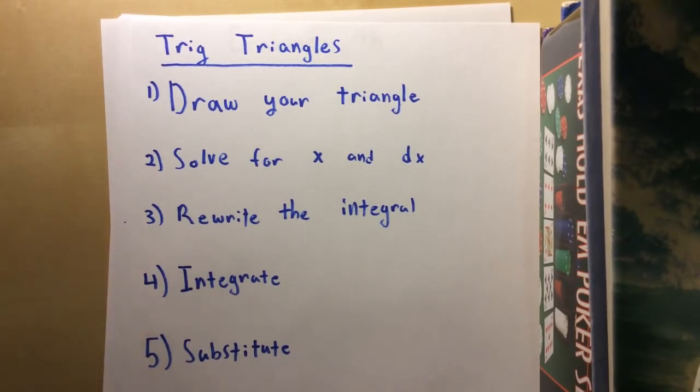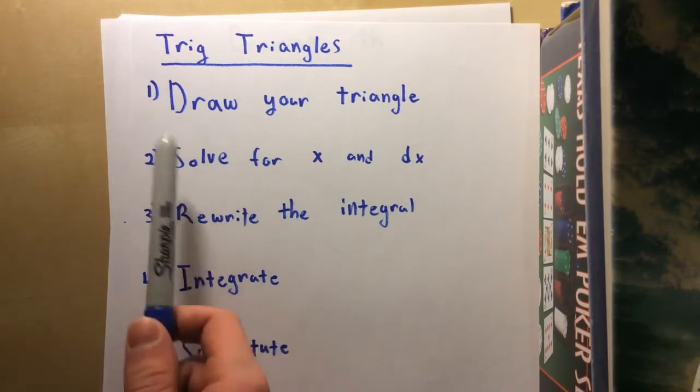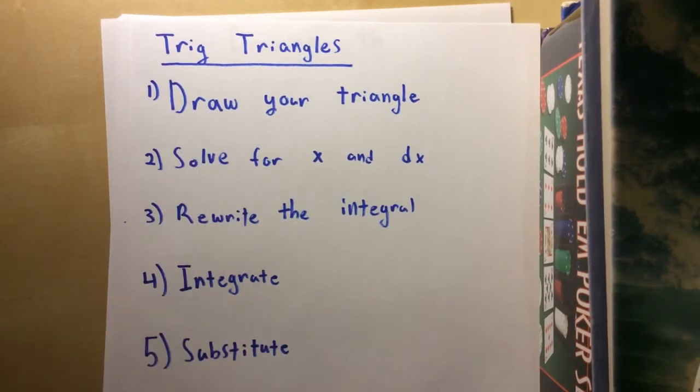The first one is to draw your triangle using the information given to you in the question. Next, you're going to solve for x and dx using the information that you have through your triangle. Then you're going to rewrite the integral using different trigonometric functions. You're going to integrate those functions, and finally you're going to substitute x back in so that your final answer is in the same form as your original question. So let's look at this first step, which is drawing your triangle.